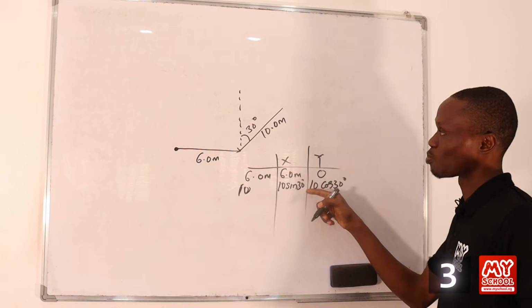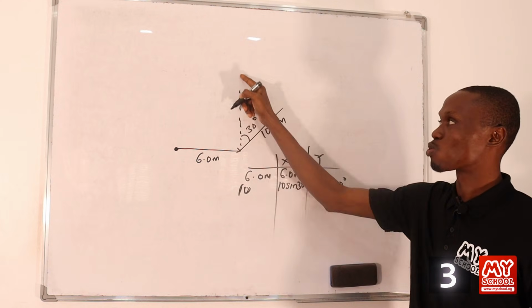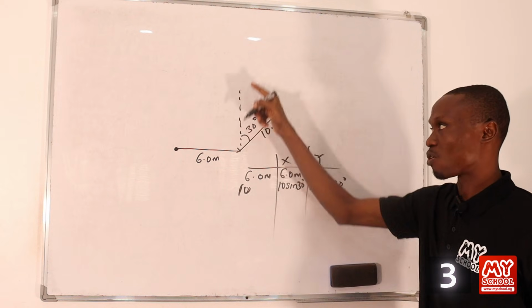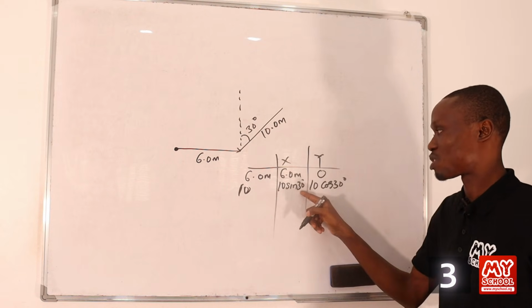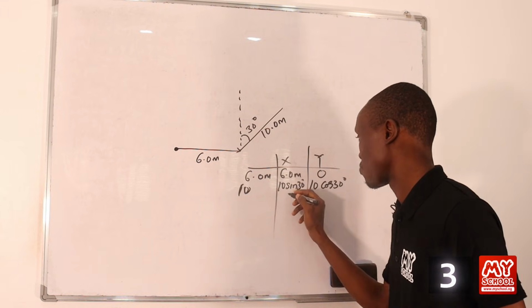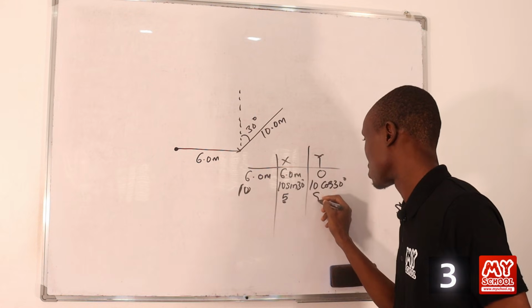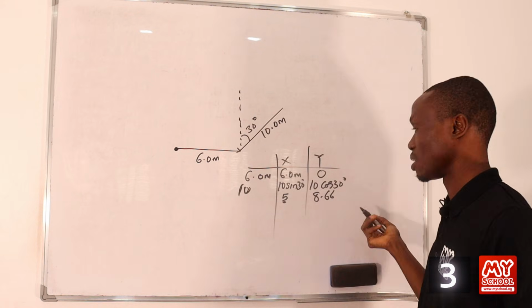And the reason for this is because of where the angle is aligned. The angle is aligned to the vertical line, so that's the reason for this. So 10 sine 30 is the same thing as 5, while 10 cos 30 is the same thing as 8.66 approximately.